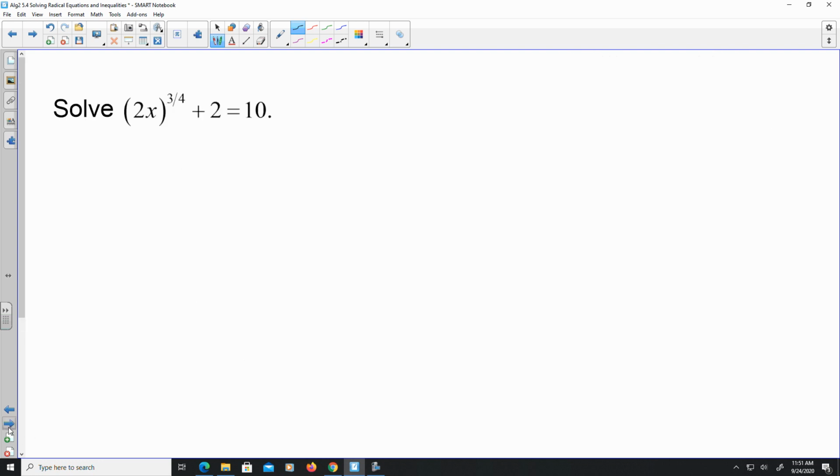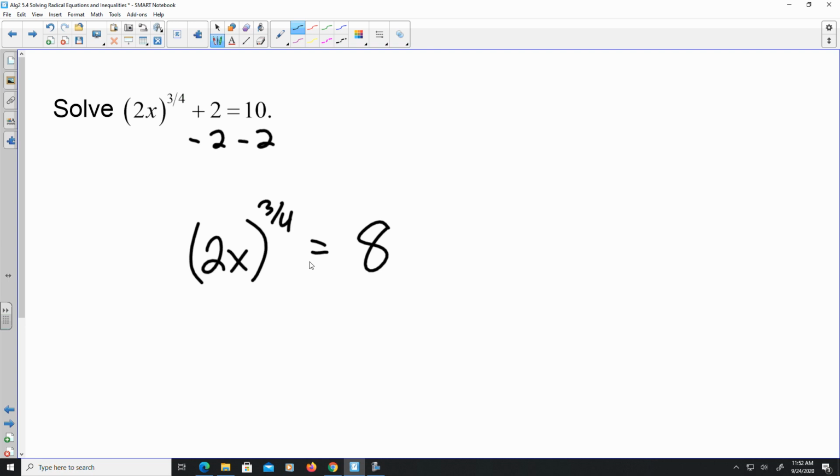All right. So yeah, it kind of looks a little bit scary just because it has a fractional exponent, but you're going to follow the same rules as you did with radicals, all right? So you're still just going to isolate this raised power. So subtracting 2 from both sides, so now I got 2x raised to the 3/4 power, and that's going to be equal to 10 minus 2, which is 8.